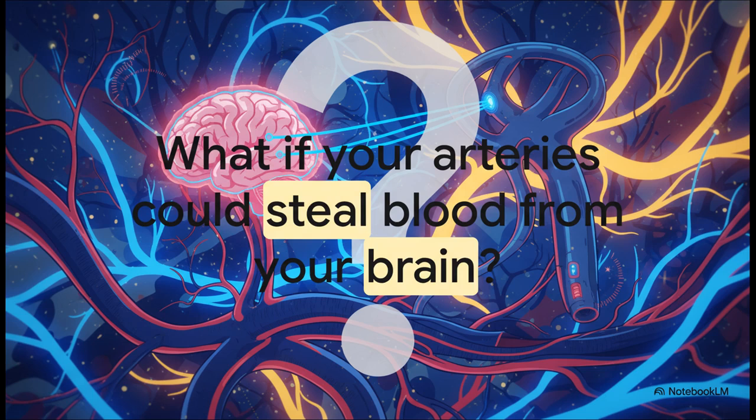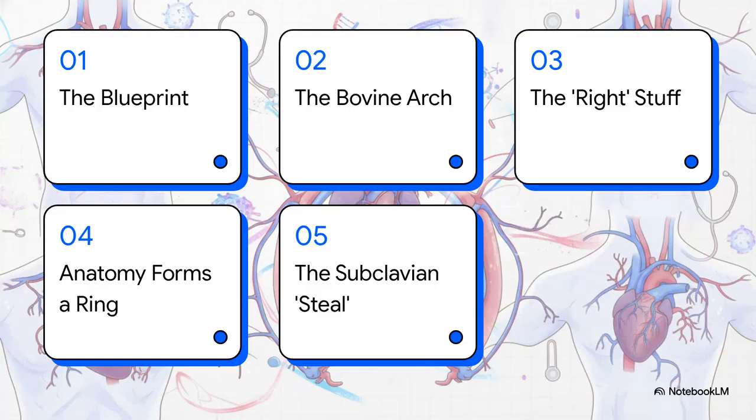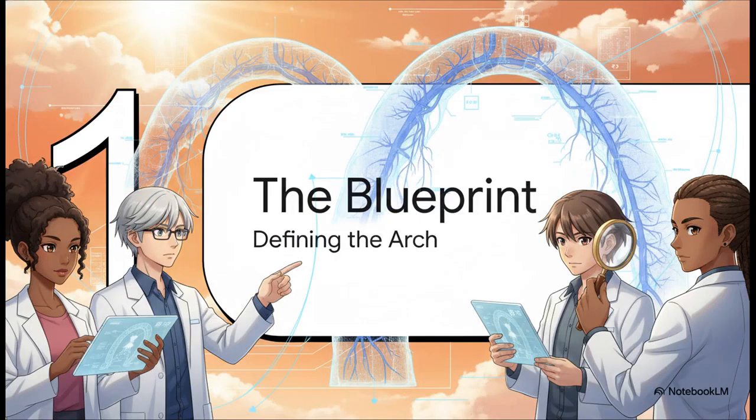But nope, this is a real thing, and we're going to walk you through exactly how this crazy anatomy heist goes down. So here's the game plan. We'll kick things off with the basics, the standard blueprint for the aortic arch. Then we'll look at the most common little quirk, the bovine arch. After that, we dive into the right stuff, the arches that are actually clinically important. We'll see how anatomy can literally form a ring around vital structures, and then we get to the grand finale, the subclavian steal. Okay, let's get into it.